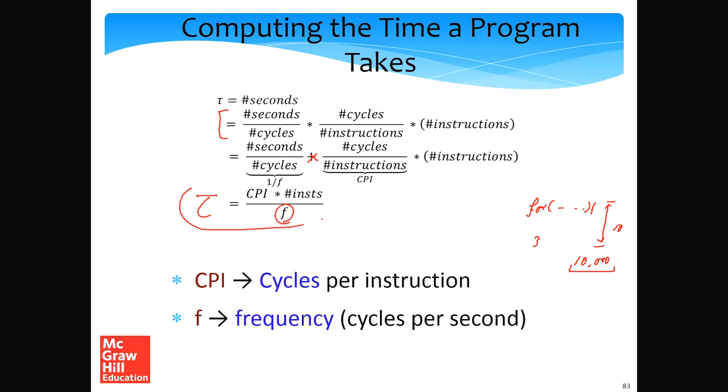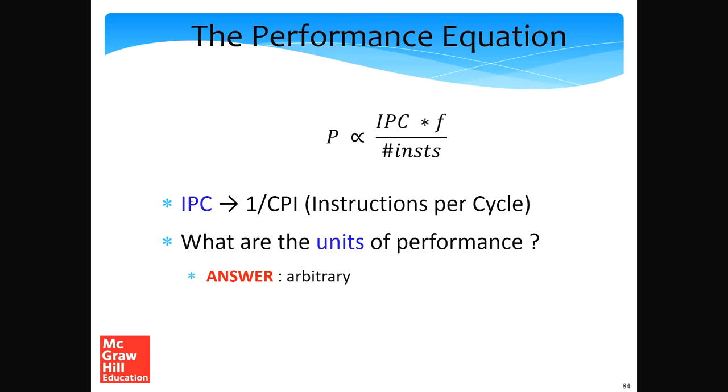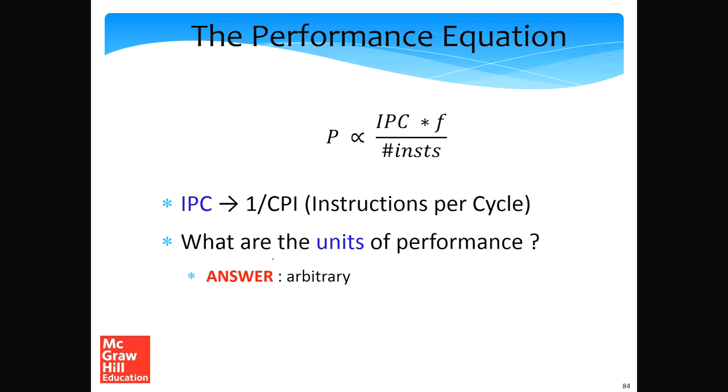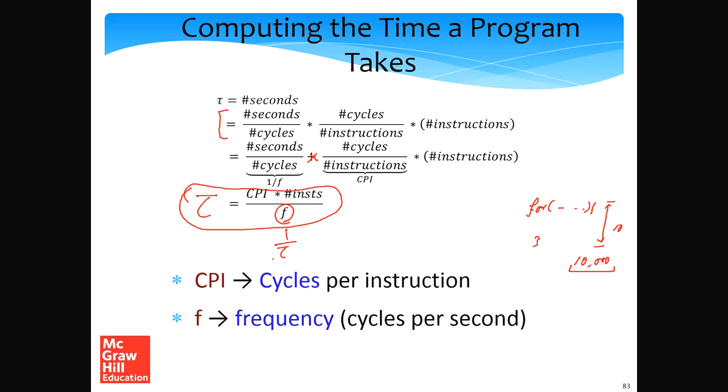So as you can see, this is the time a program takes. It's not just the frequency, there are other variables. So let us define performance, which is a quantity proportional to 1 by the time. So performance is 1 by this, right? So this will basically be f divided by CPI times the number of instructions.